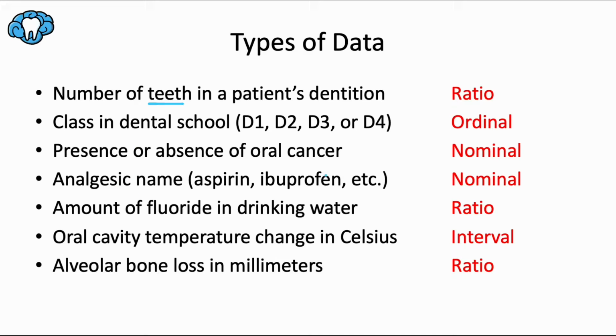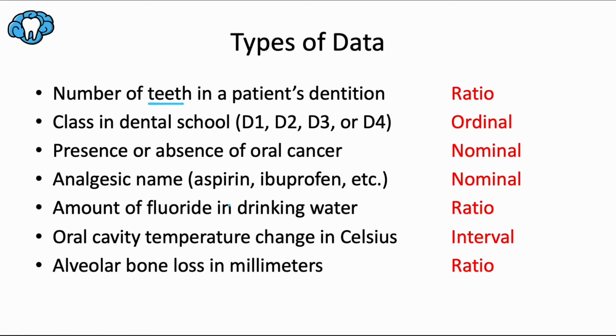Analgesic name is also a nominal variable because it categorizes different types of analgesics like aspirin, ibuprofen. There's no inherent order or ranking to these names. They're simply that. They're names or labels. So this is another nominal variable.